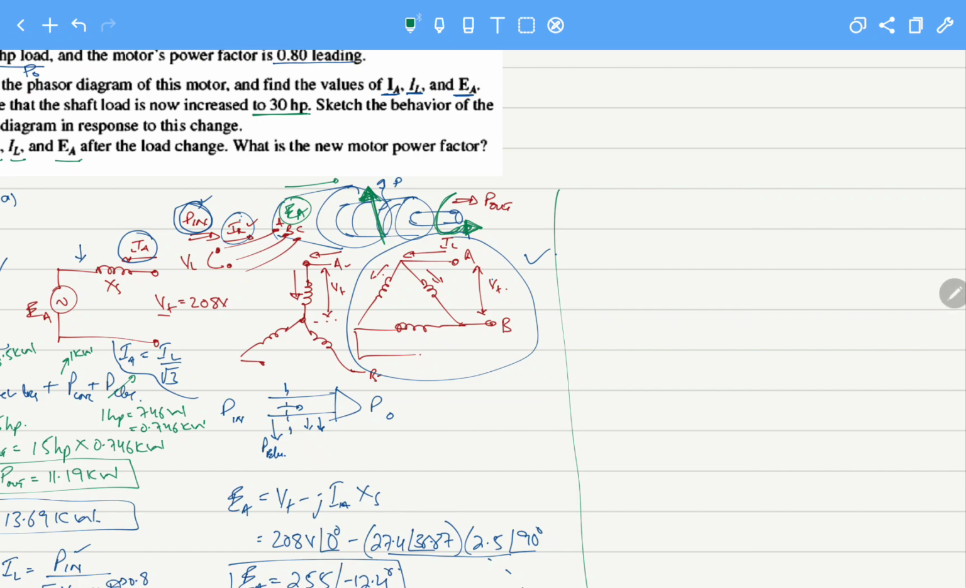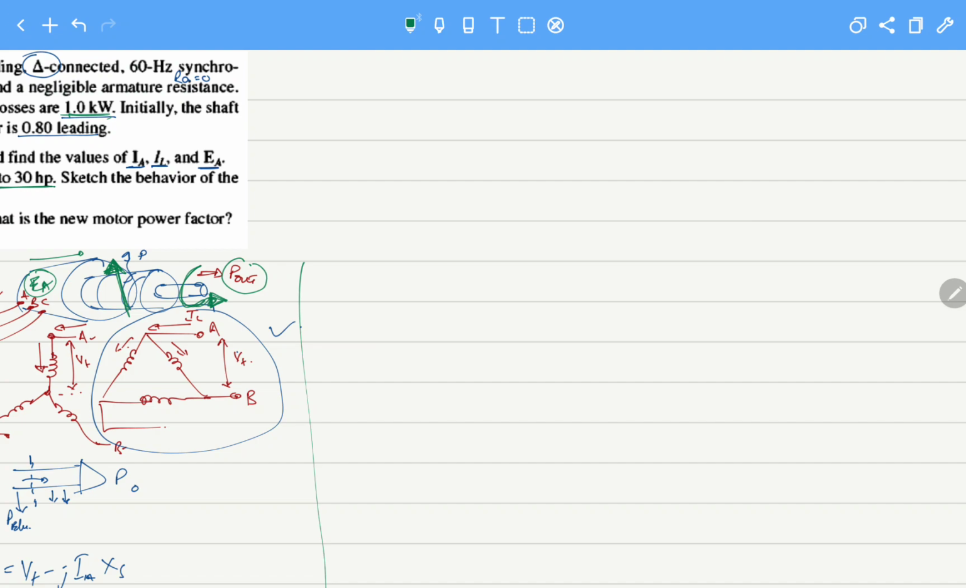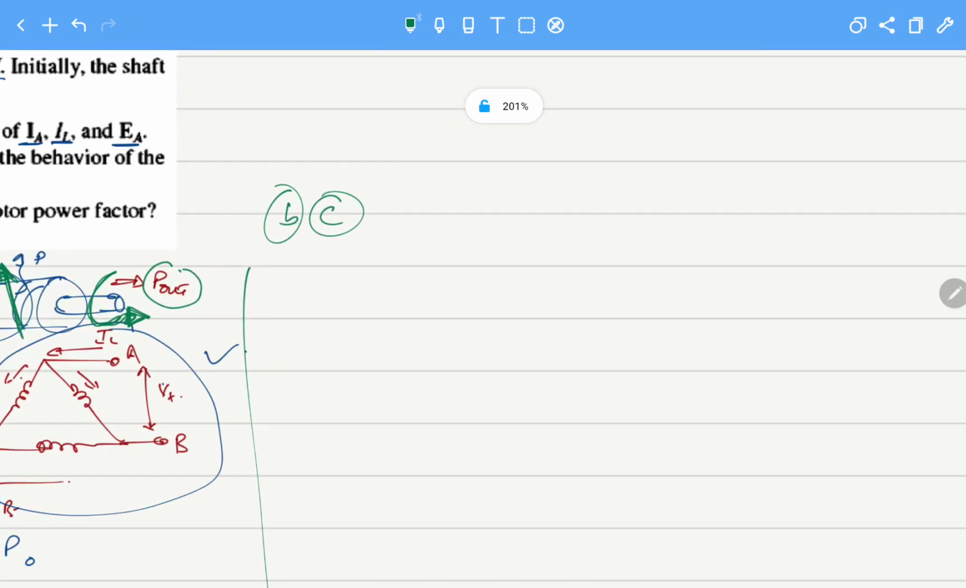Therefore, as the mechanical power output has increased, the input electrical power will also increase, so the line current will also increase. So these steps we will see, and as I solve, things will get clear. So let's see, for the new case, for parts B and C.